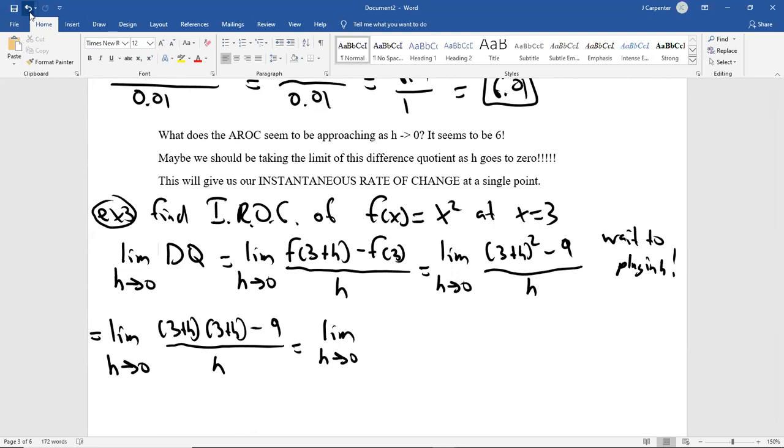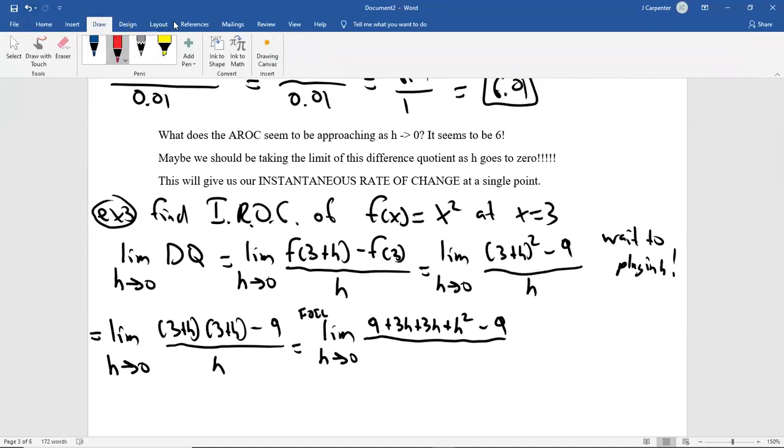We're going to FOIL the 3 plus h. 3 times 3 is 9. 3 times h, that's a plus 3h. The inner is the same thing, h times 3, that's another plus 3h. And then the h times h is a plus h squared. We have the minus 9 at the end.